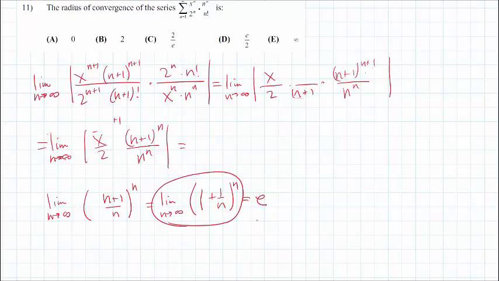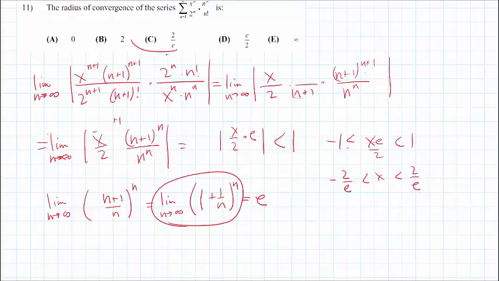So what do we end up with when everything's said and done? We end up with the absolute value of x over 2 times e. And that's the thing that's got to be less than 1. Or we're going to be from negative 1 to 1, or we're going to be negative 2 over e and positive 2 over e. So the radius of convergence ends up being 2 over e.